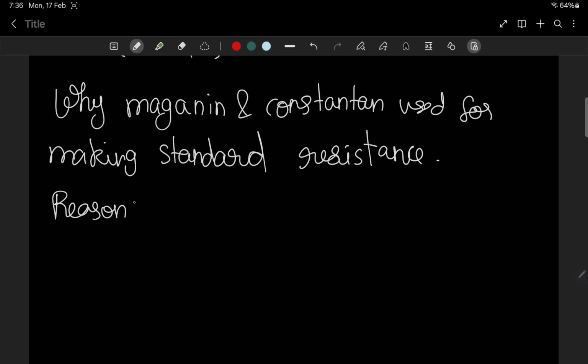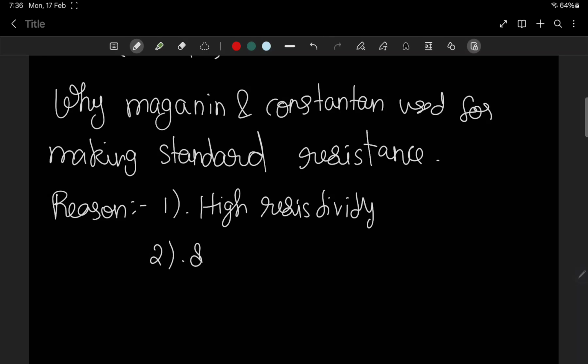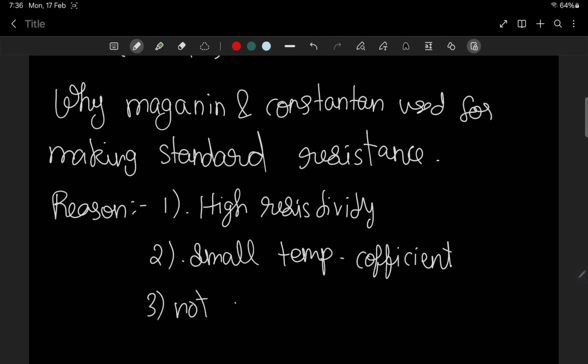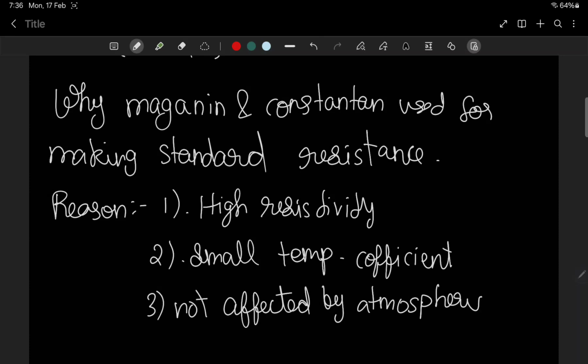The reason is they have high resistivity, so high resistance, with a small temperature coefficient, so there is little change with temperature. They are also not affected by atmospheric conditions, and they have a high melting point. So this much we have told.